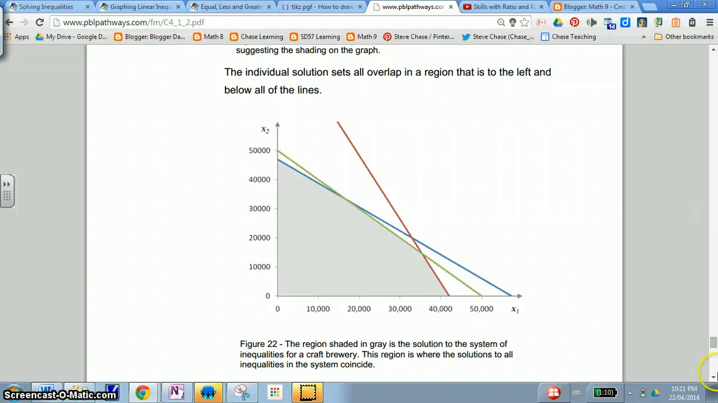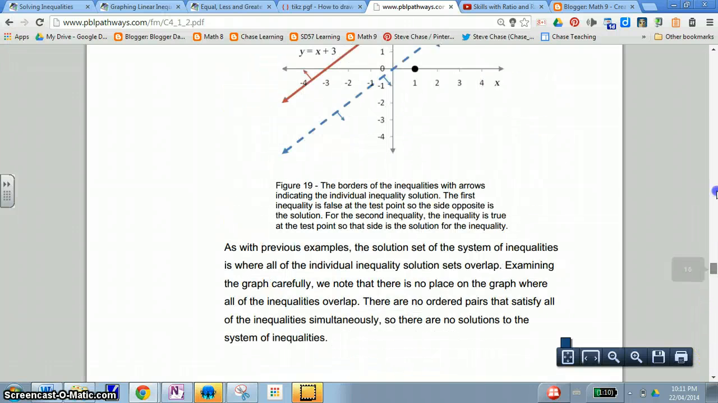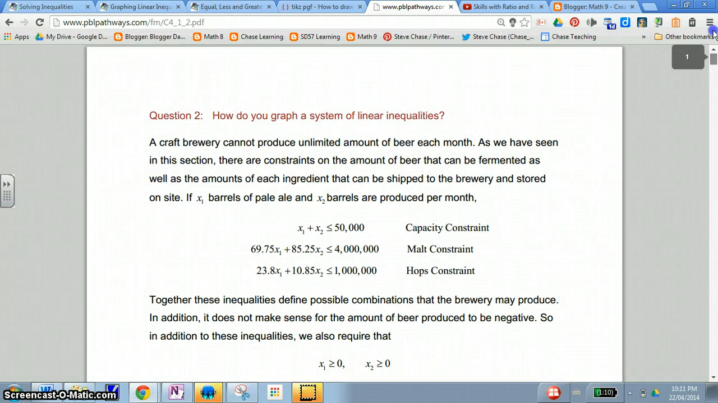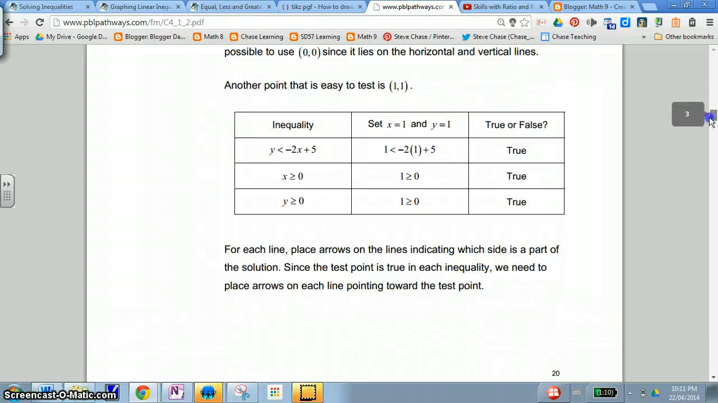This document is like a PBL project, but it's a brewery. It's kind of a mock-up of a brewing situation where you've got a capacity of barrels of pale ale and barrels in the brewery that are constraints on the manufacturing process. And you've got a malt constraint and a hops constraint. These are additives to ales produced in a craft brewery.